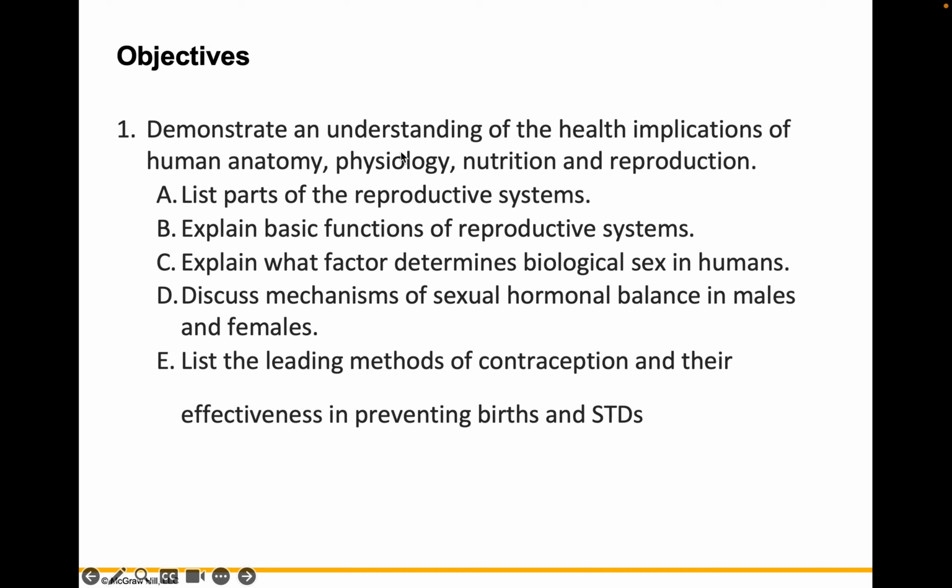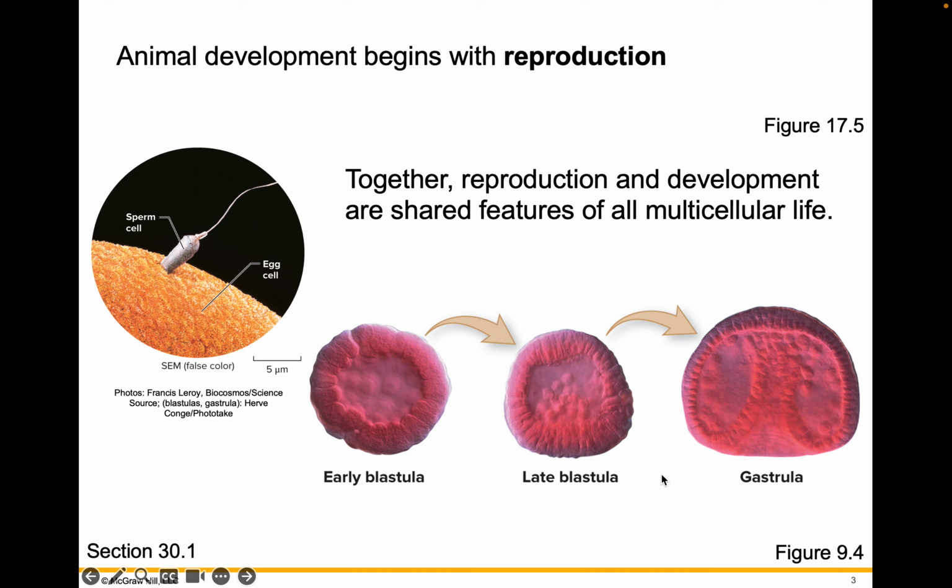After this lecture, you should be able to demonstrate an understanding of the health implications of human anatomy, physiology, and reproduction. You should be able to list the parts of the reproductive systems, explain the basic functions of the reproductive systems, explain what factor determines biological sex in humans, discuss mechanisms of sexual hormone balance in males and females, and list the leading methods of contraception and their effectiveness in preventing births and sexually transmitted diseases.